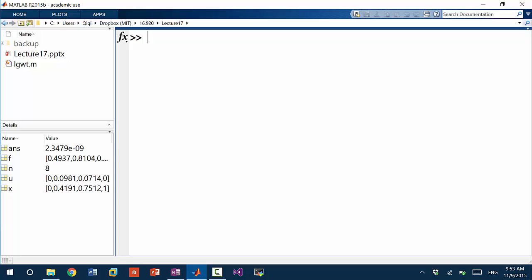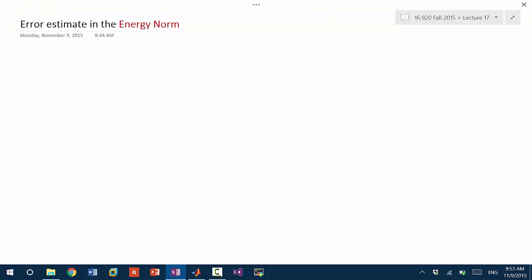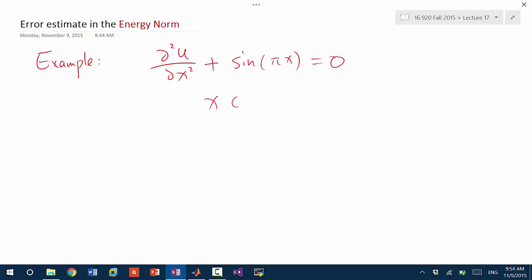Okay, so let's again solve. Let's take an example. We still use the simplest function here, partial u partial x, plus sine of x, sine of pi x equal to 0 for x in the domain 0 to 1, and with u0 equal to u1 equal to 0. Okay, can somebody tell me what the solution is for this example?